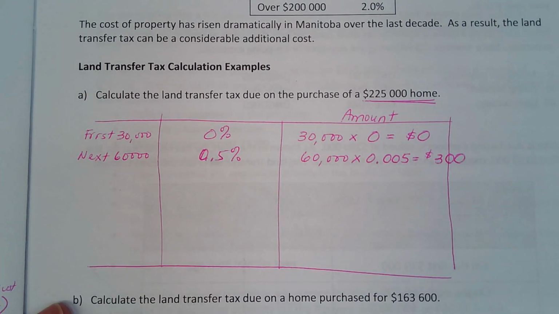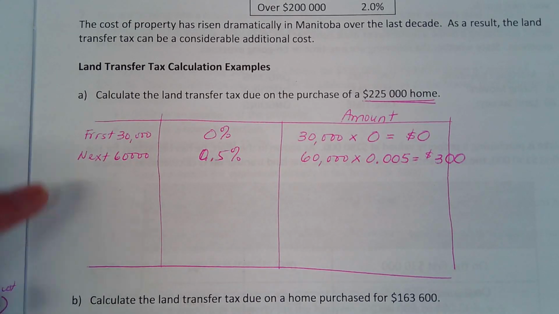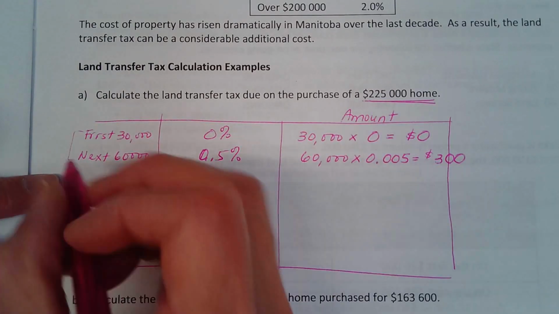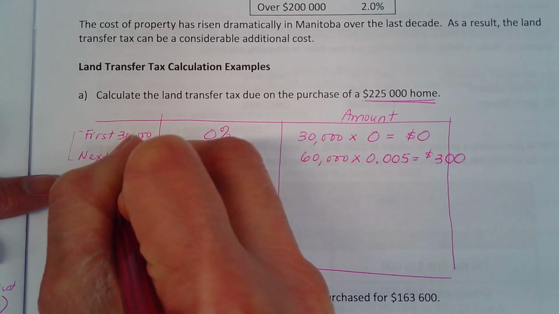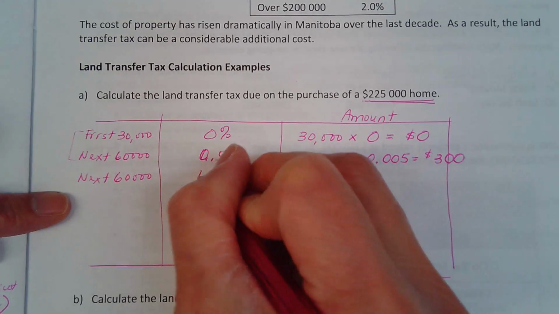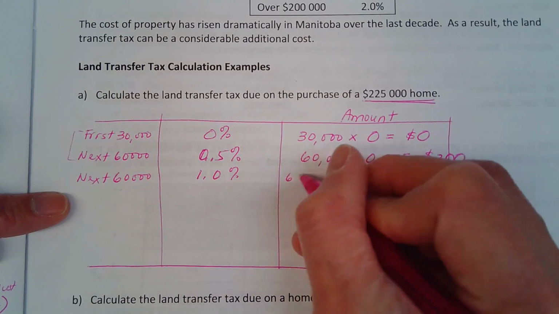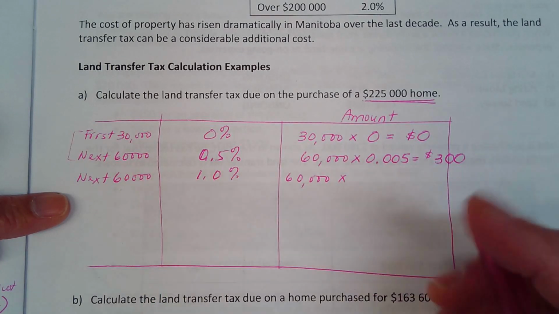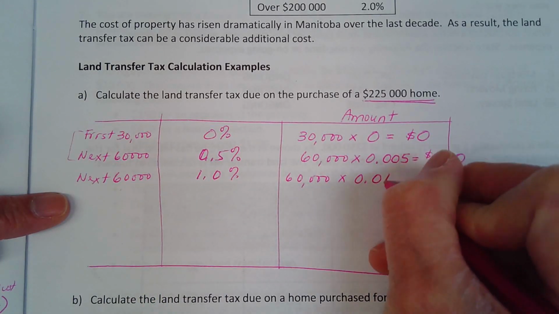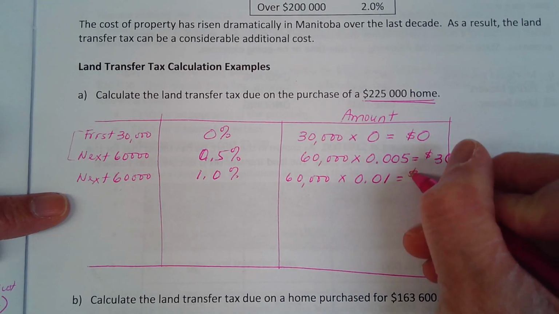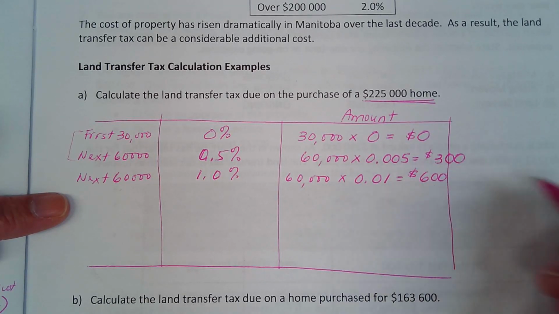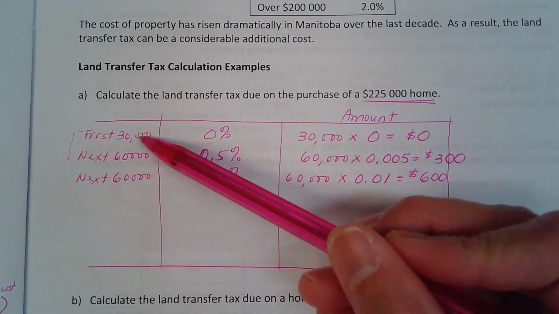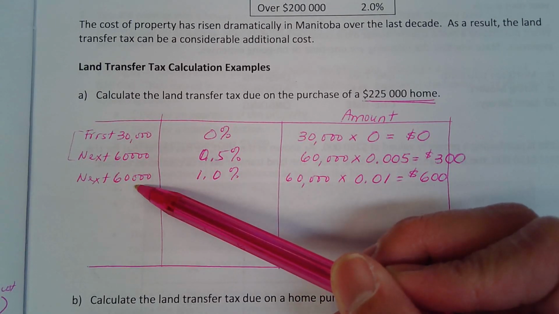Okay, so far so good. Right now our total is 90. We need to get to 225. Now, next 60,000 is 1.0%. So 60,000 times 1% would be 0.01. That's going to be 600. Okay, what's our running total? 90 plus 60 is 150.